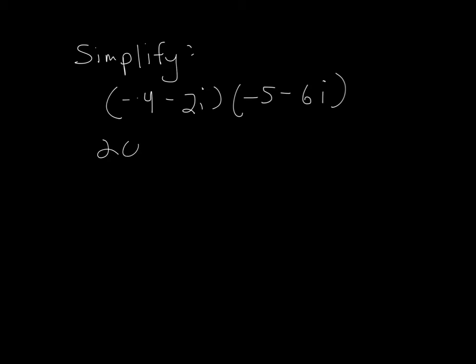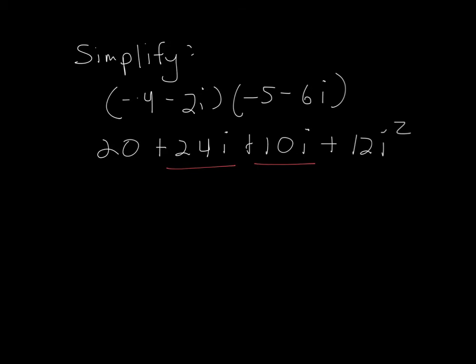So we get 20, and then plus 24i plus 10i, and then plus 12i squared. That was just this times this was that, this times this was that, then this times this was that, and this times this was that. So normally we would just add these two things in the middle, which we're going to do for sure, and that'd be it.